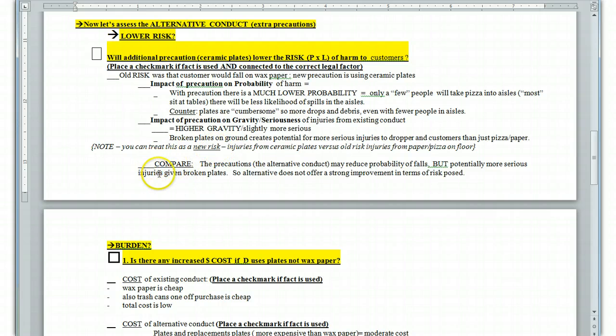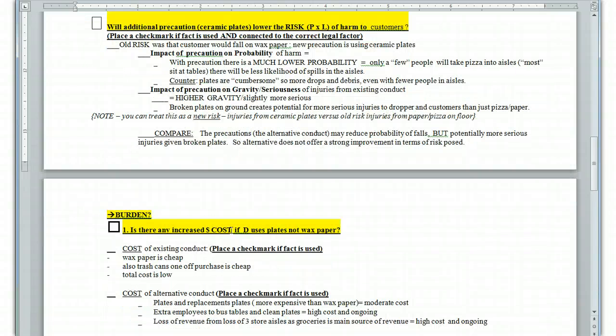Right here, you need to sum up what your argument is for the jury. So your likely conclusion is that the precautions, the alternative conduct you're saying Marvin would have to take, will reduce the probability of falls very drastically. However, it does create a potential for more serious injuries if you start seeing broken plates in the aisle. So the alternative does not offer a strong improvement in terms of risk, though it does offer some improvement.